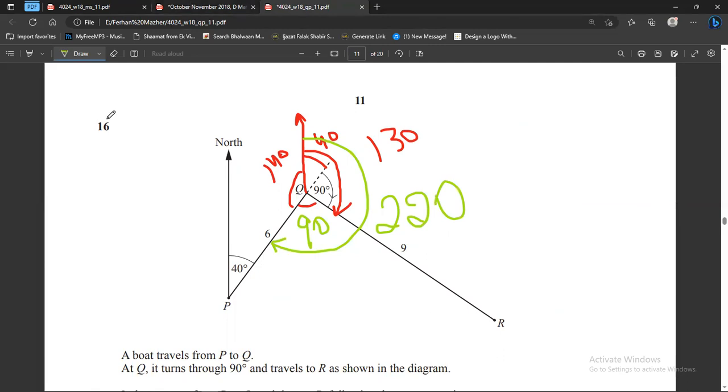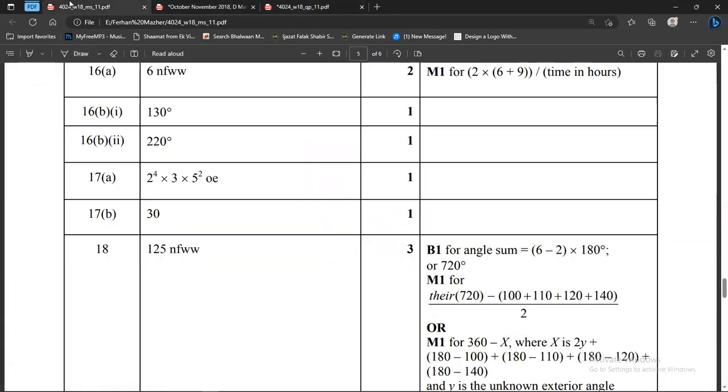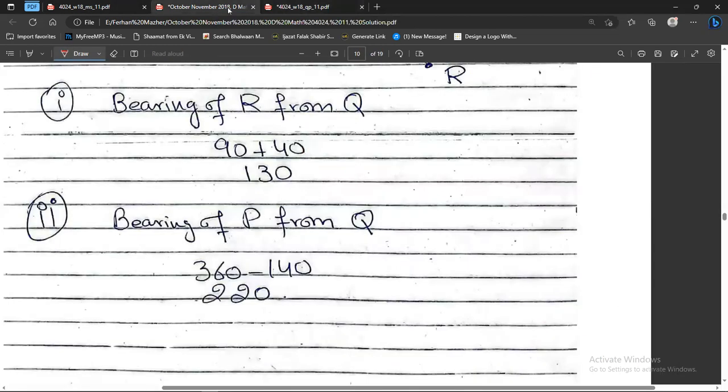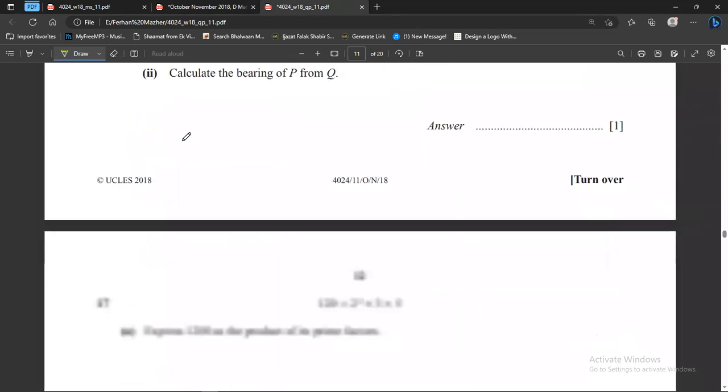and from that north, you go clockwise to the QP line. So the bearing of the P from the Q will be 360 minus 140, and that will be 220 degrees. Let's check. 220 degrees is the right answer, sir. Hopefully you understand. This is how I have done it. I've tried to explain to you how this is done.